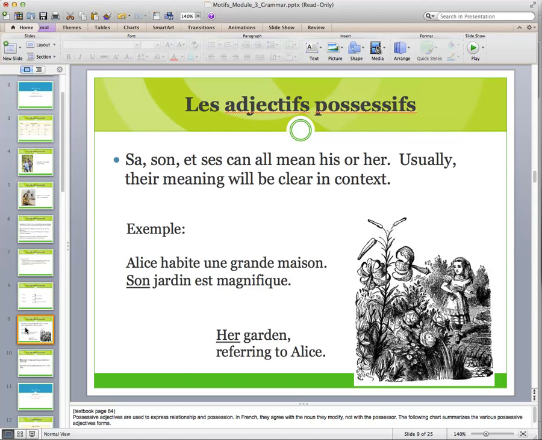Now you might say to yourself, oh, geez, that sounds so confusing because son, sa, and ses can all mean his or her. But usually the meaning is clear in context. Alice habite une grande maison. Son jardin est magnifique. Alice lives in a big house. Her garden is magnificent. We know it's her garden because we're talking about Alice. The context makes it clear.